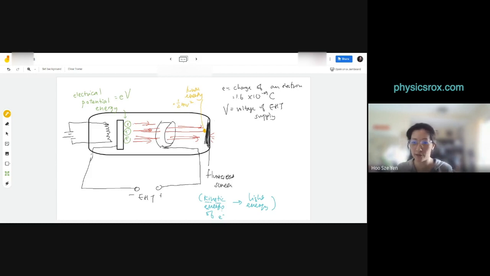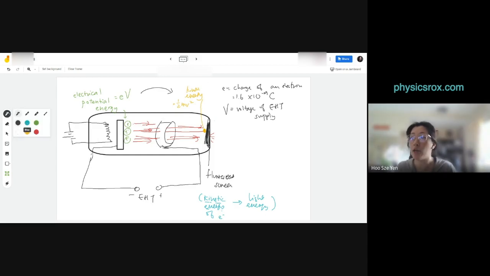One of the questions you may come across here is they would ask you to calculate the velocity of the electron that has been gained during this motion. So based on the conservation of energy, we know that the electrical potential energy will be converted to kinetic energy, and we need that high kinetic energy for more light energy. But you won't count the light energy, we'll just stop here.